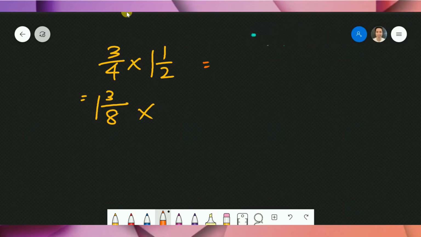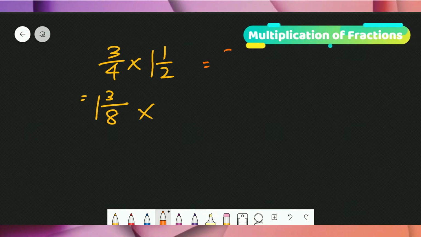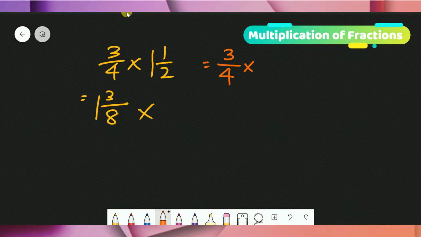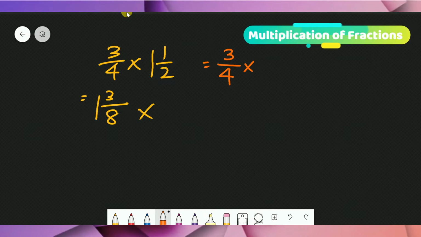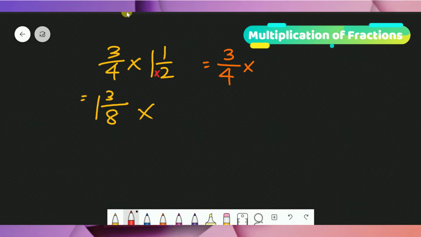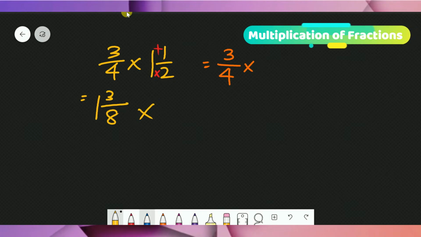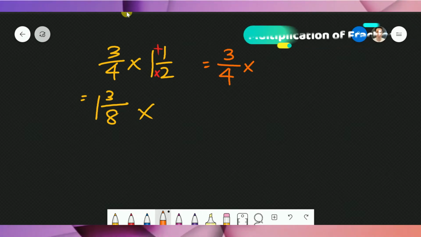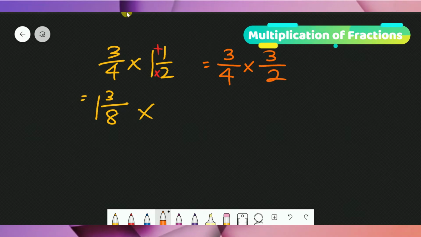Whenever you see a mixed number, the first step is you need to change the mixed number to an improper fraction. So how do we change this 1 over 2? It's very easy. Just take 1 times 2 at the bottom and then plus 1 at the top. So 1 times 2 is 2, right? Then 2 plus 1 is 3. So eventually we get here 3 over 2, right?